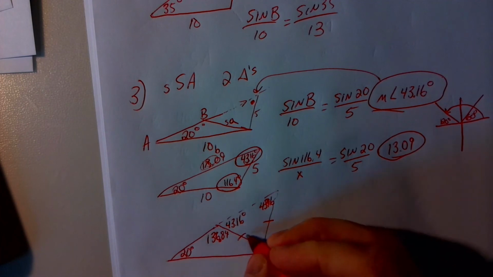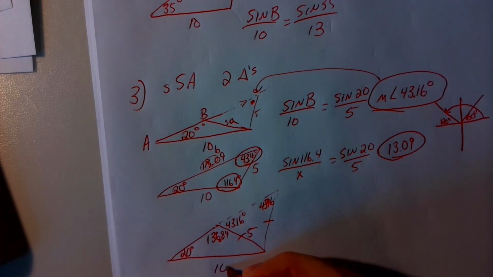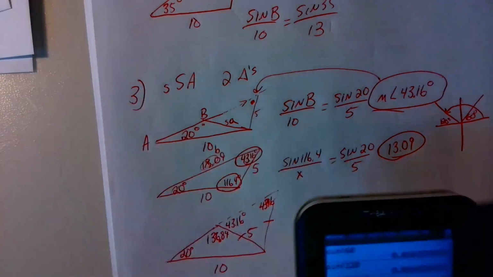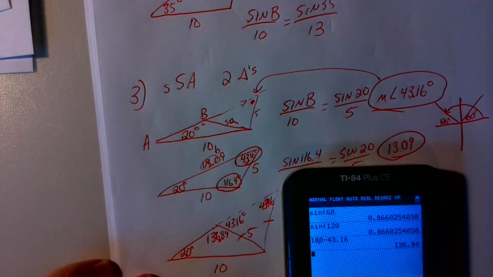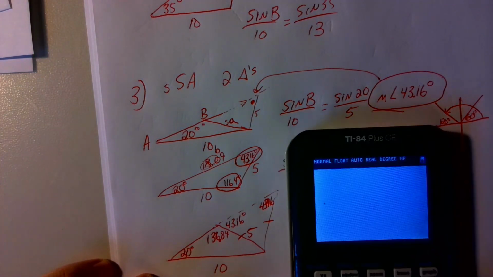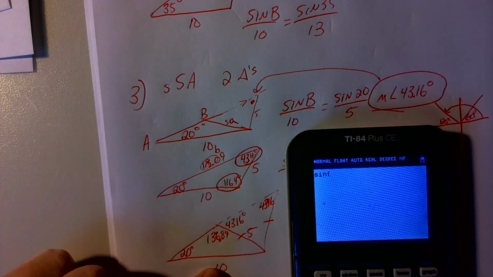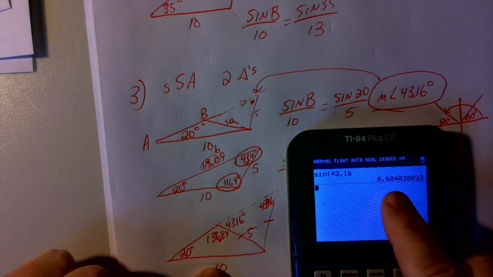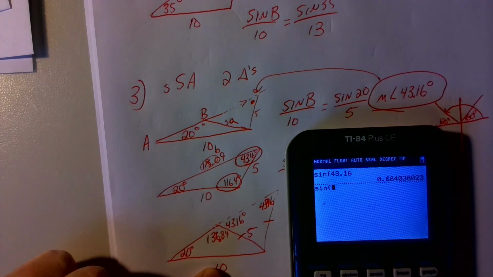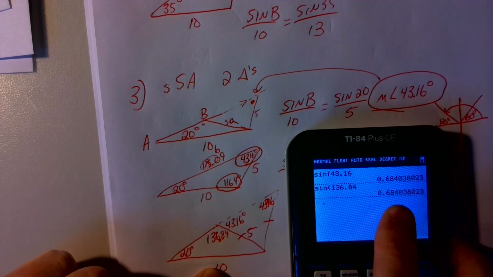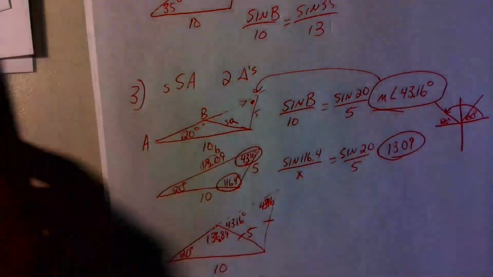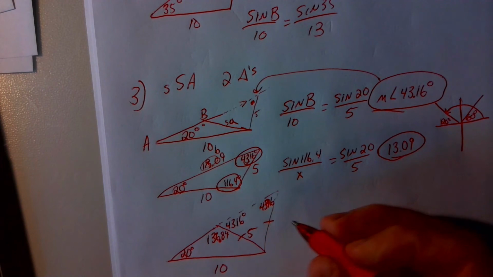So this is still 20 degrees. This is 5 over here, and this is 10 over here. And you're like, wait, are you sure I can just do that? So I'm going to try and clear this up for you right now. So watch. So sine of 43.16, I hit enter, and you see I get 0.684. And sine of 136.84, the new one that we said might also exist, and you can see I get the exact same thing on the calculator. So now I can go ahead and use this one.